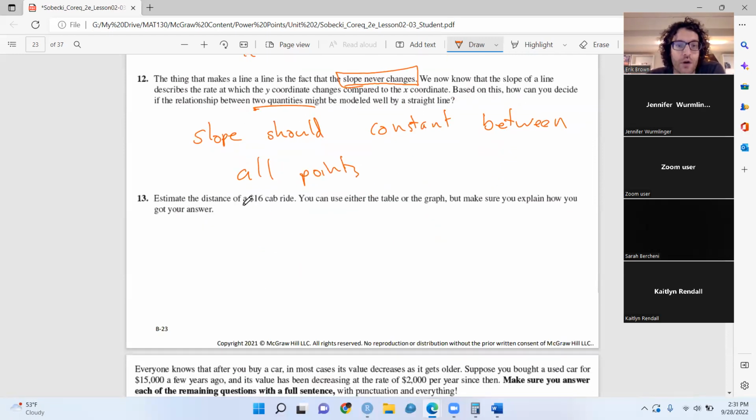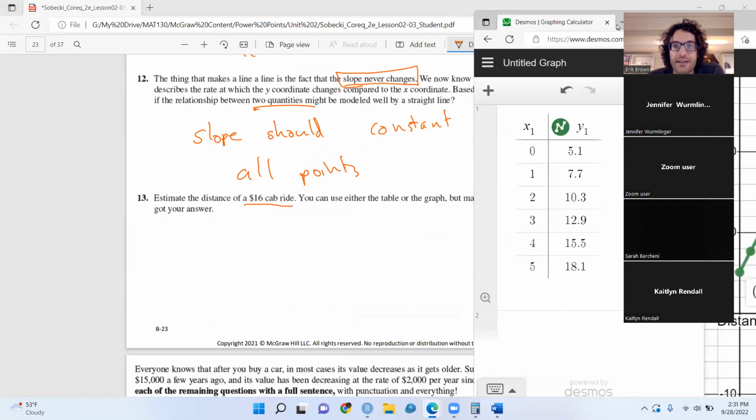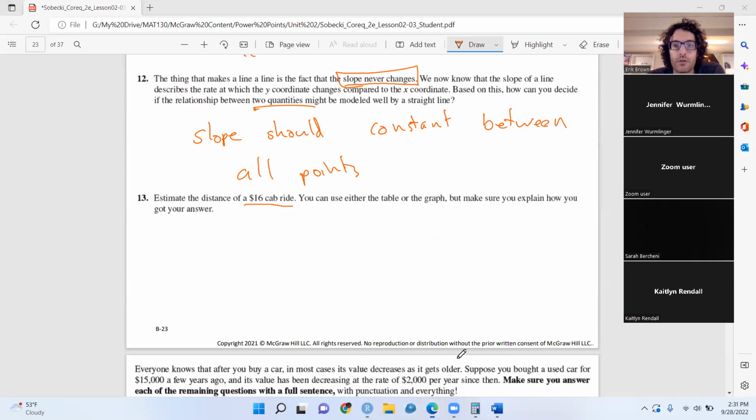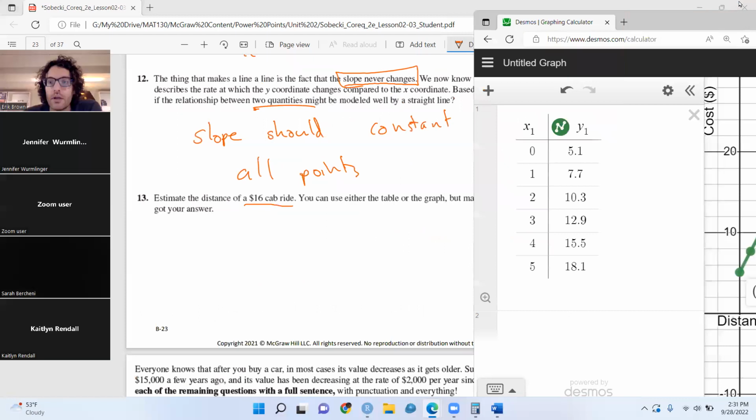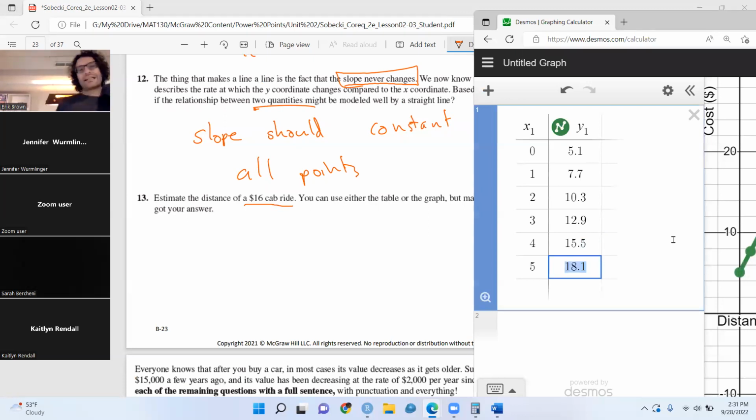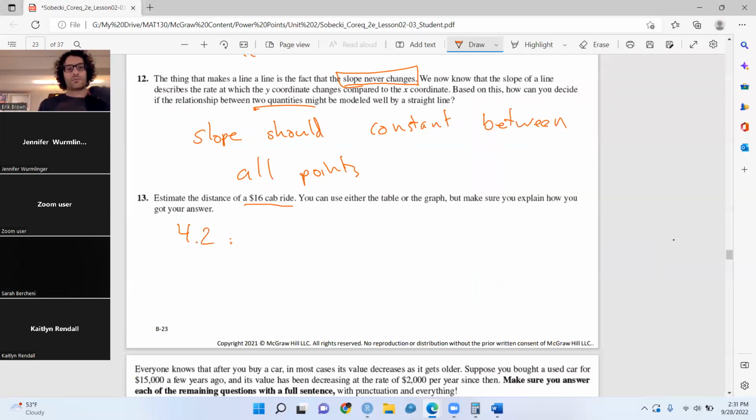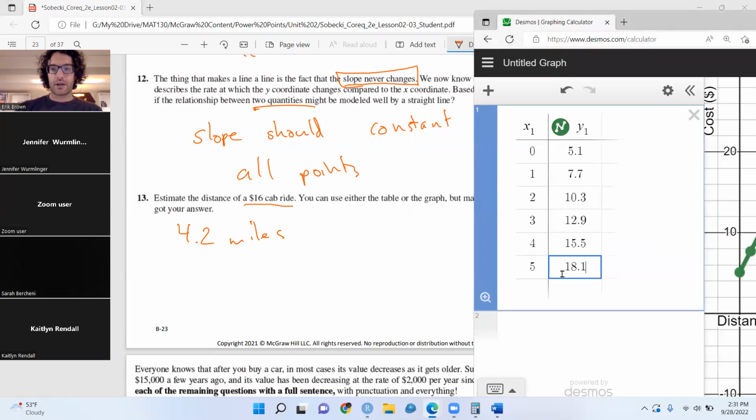Okay, so now the author does some fun stuff. What if we want to guess how far we could go for a $16 cab ride? Well, let's go to our data set. And 16 comes between 4 and 5, right? 16 is closer to this 1550 than this 1810. So I'm going to guess it's like 4.2 miles. And my reasoning there is what I talked about: 16 is closer to 1550 than it is to 1810. I looked at the table.